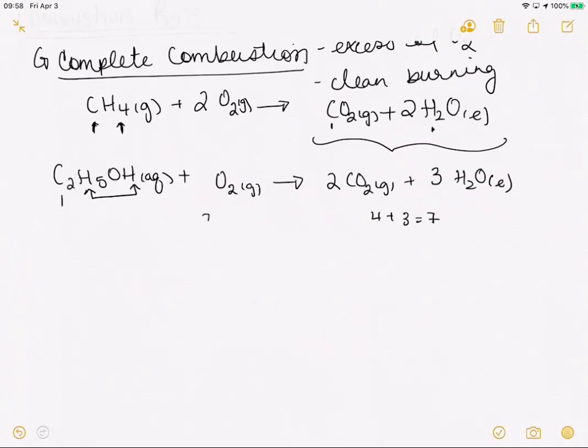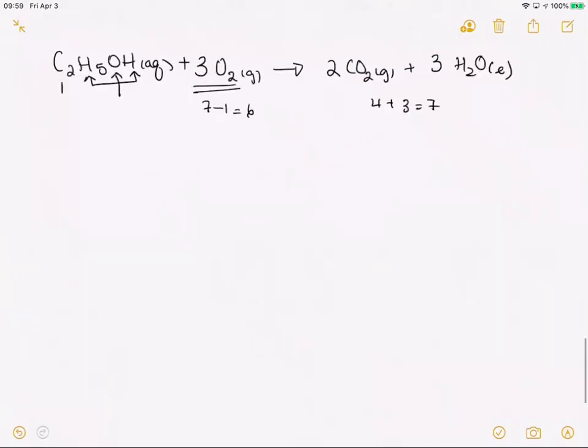Here I need 7, but guess what? I have this oxygen here. So I only need 6. So my coefficient is 3. In combustion reactions, you are allowed to have a fractional amount of oxygens. So if you were to have 7 oxygen, you can just put 7 over 2 O2, and that is an acceptable answer. Okay? But this one, we don't need to do that.